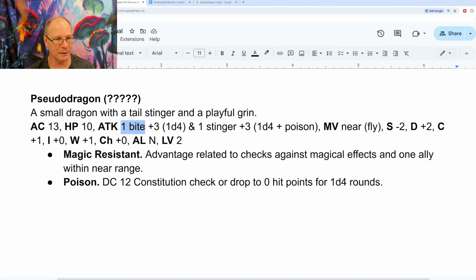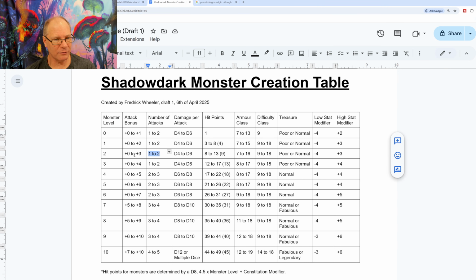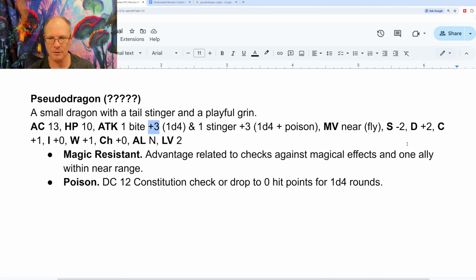Since we've got 1 bite, 1 stinger, what is our attack bonus going to be for our stinger and our bite? Well, if we look at our table for a level 2 monster, anything between a 0 and a 3 is a good number. I always recommend having the attack bonus be pretty much equal to the monster level. But we also need to have a look at its modifiers. So it's got a -2 modifier to its strength. So we're not going to be using its strength for its attacks. We're going to be using dex.